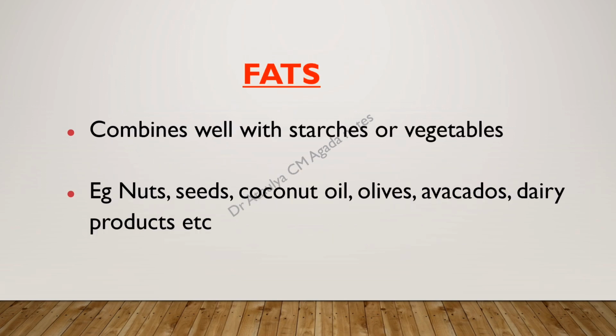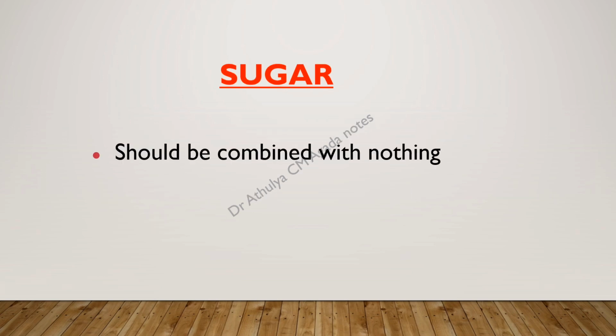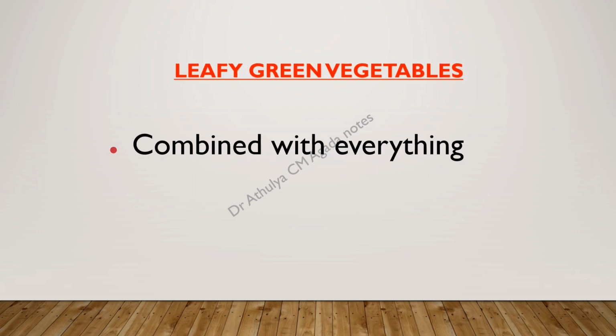Next is the fats. Fats can be combined well with the starches or the vegetables. Fats may include nuts, seeds, coconut oil, olives, avocados, dairy products, etc. Now let's look into the sugar. They can be combined with nothing. It is better eaten alone. So the sugar should not be mixed with anything. Next is the leafy green vegetables. They can be combined with everything.